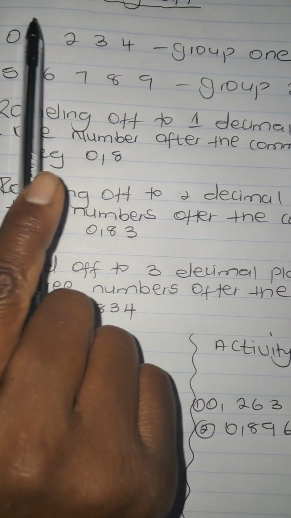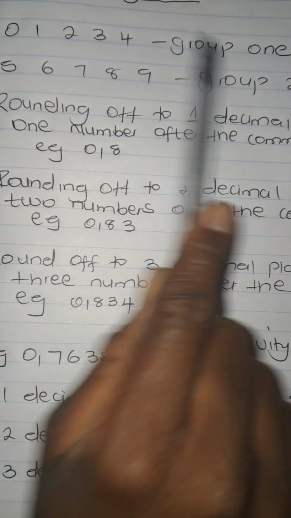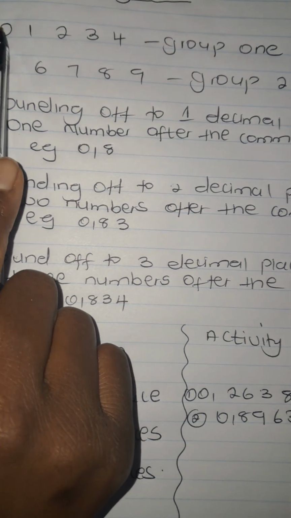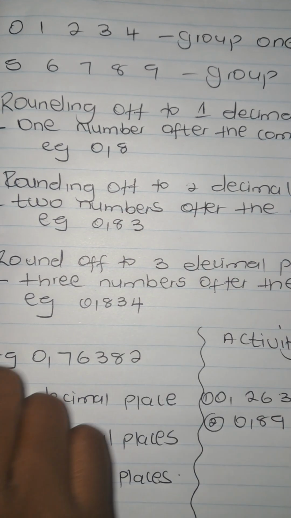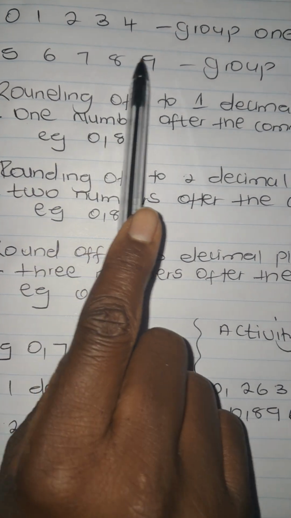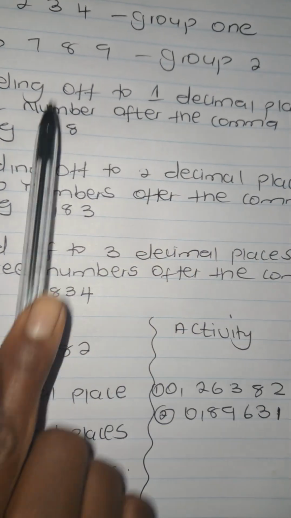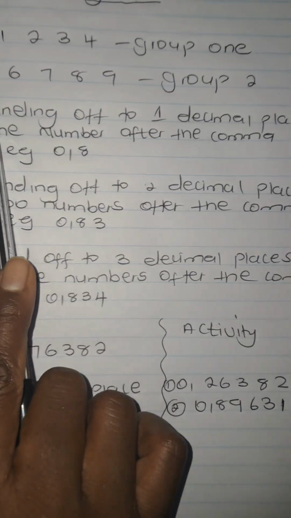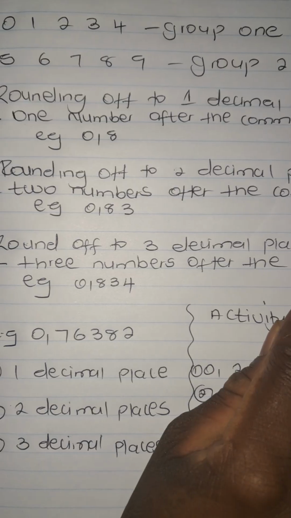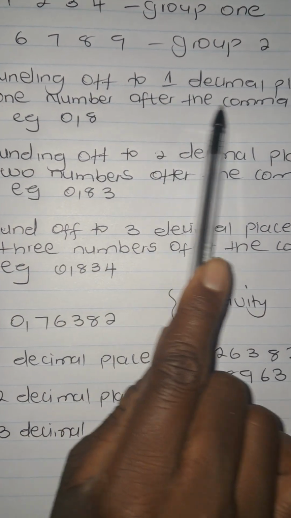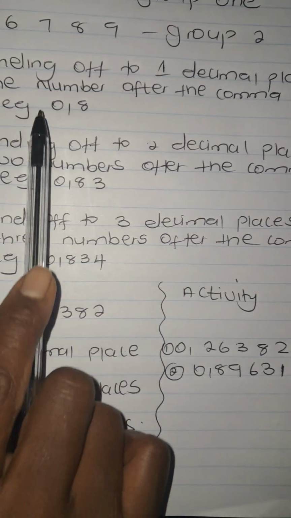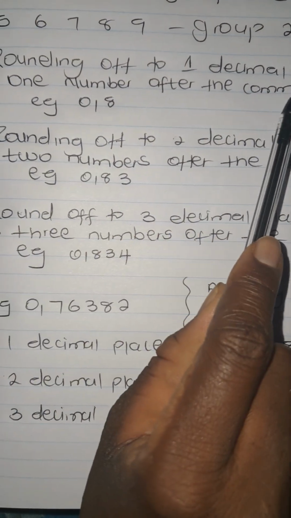So if the number after the comma falls in group 1, meaning if after your comma you have 0, 1, 2, 3, 4, I call this group 1. And then you have 5, 6, 7, 8, 9, I call this group 2. Now if we are told to round off to one decimal place, there must only be one number after the comma. So one decimal place means one number after the comma.